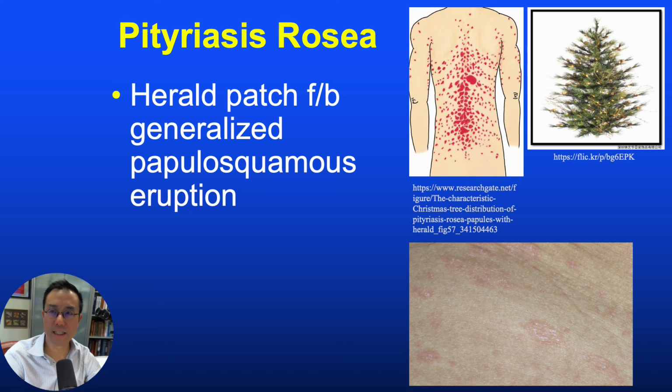Pityriasis rosea is a unique and distinctive eruption. Although traditionally classified in the dermpath textbooks as a spongiotic dermatitis, clinically it's not eczematous. It's typically classified as a papulosquamous eruption with a distinctive initial herald patch followed by a generalized eruption, mostly on the torso, generally following relaxed skin tension lines in a pattern resembling a tree.